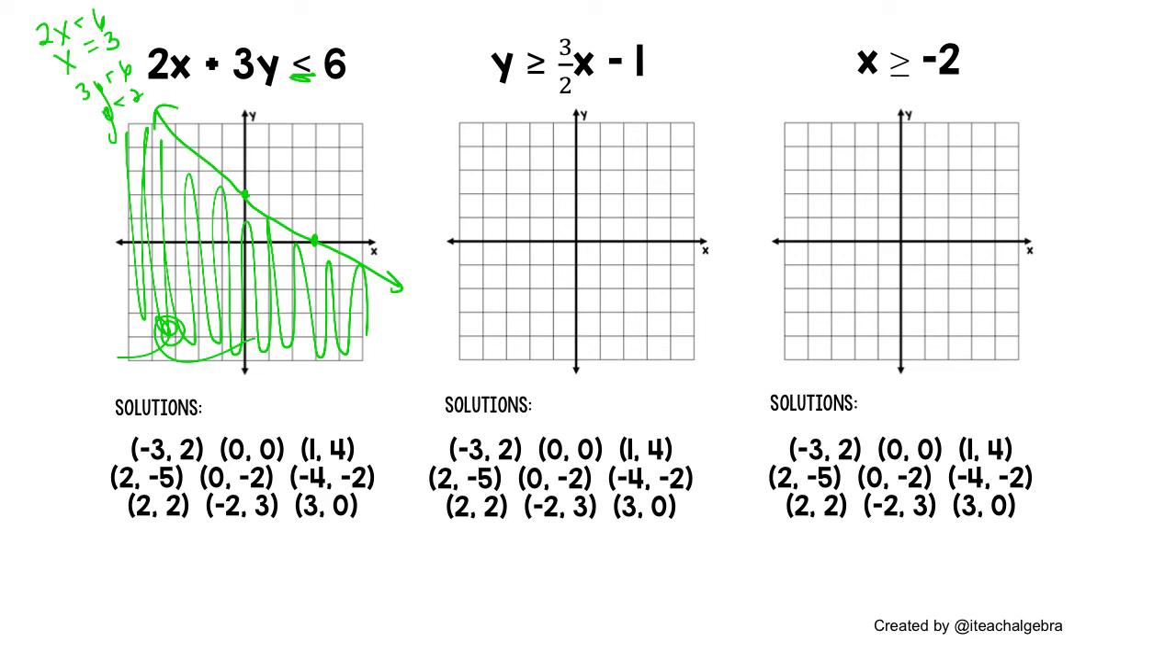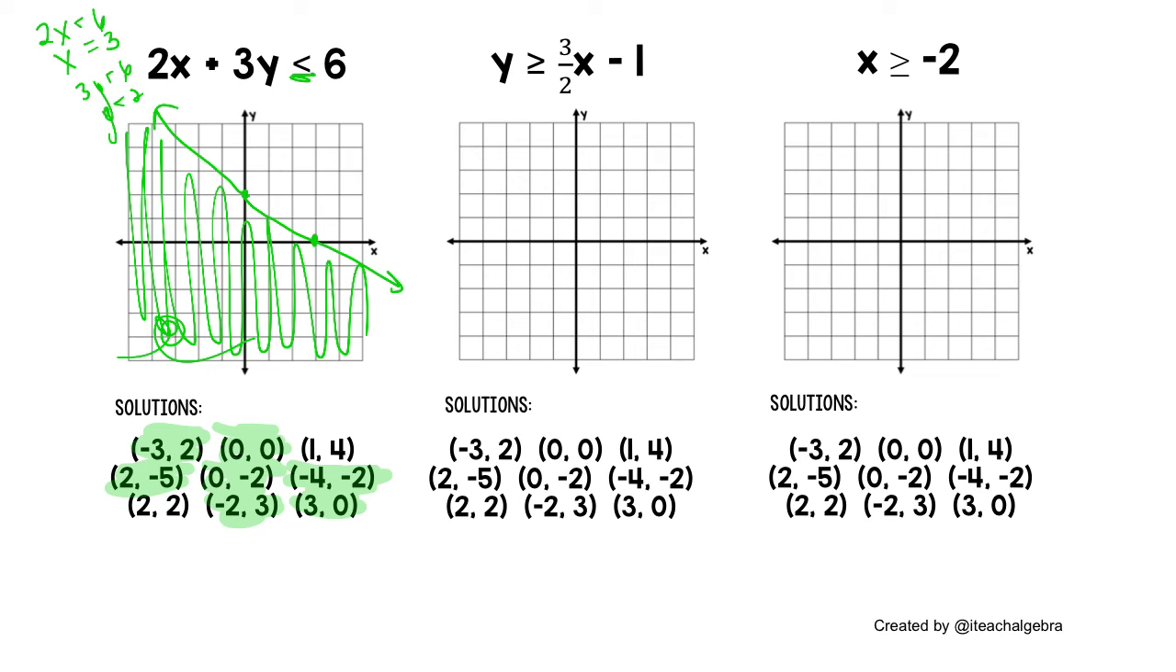Let's check our solutions. Pause, try to check your own. Negative 3, 2 is a solution, so 0, 0. 1, 4 is not. 2, negative 5 is, 0, negative 2 is, negative 4, negative 2 is. 2, 2 is not. Negative 2, 3 is a solution. And 3, 0 is a solution. It lies along our line. All right, that'll do it.